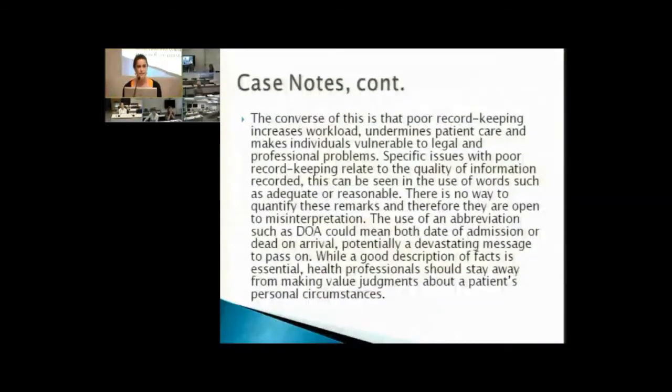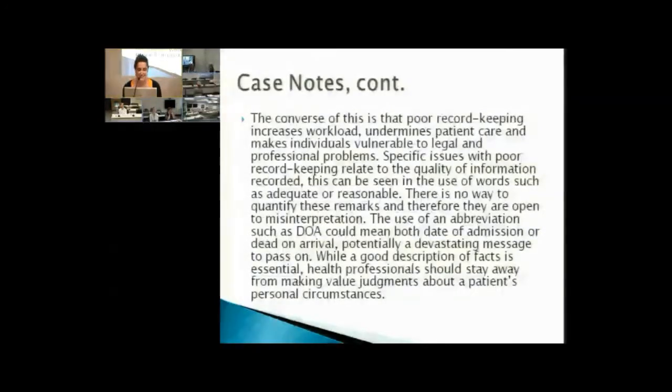Does that make sense? When you're vague, or what I think of as subjective, you want to really stay away from vague or subjective terms. The use of an abbreviation such as DOA could mean both date of admission or dead on arrival. I liked that example. Potentially a devastating message to pass on.